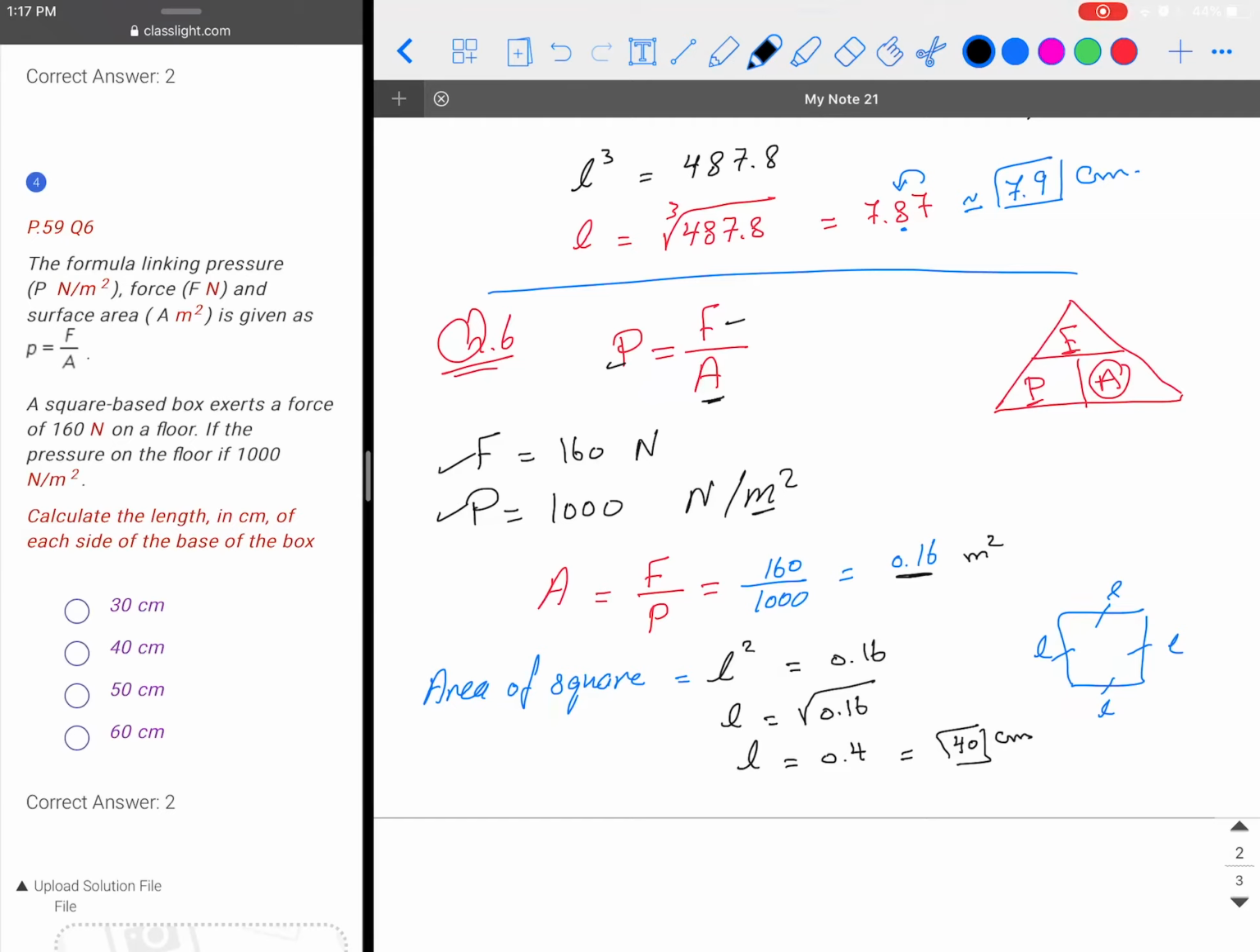Something else, I said to you before, if you remember, when you take the square root, you have to take the positive and negative in the answer. So here I have to write, for example, positive or negative 0.4. Here you can't do this, simply because it's length. There is no length with a negative sign, okay?